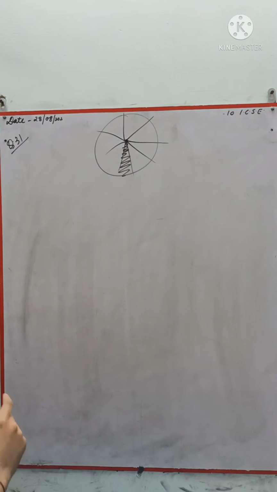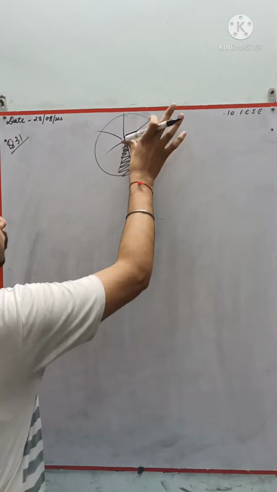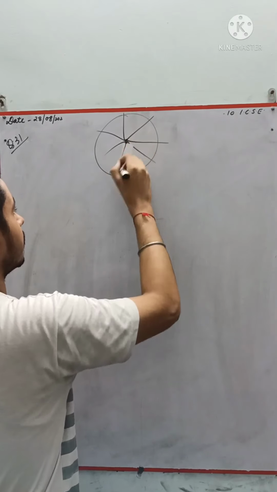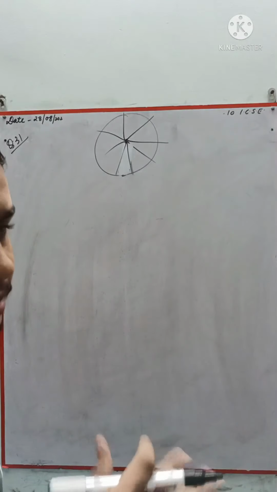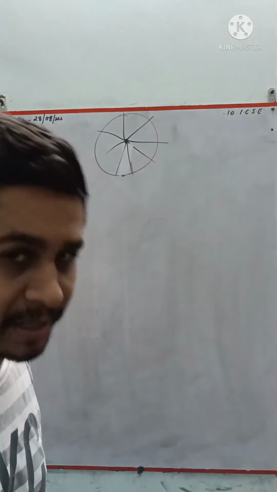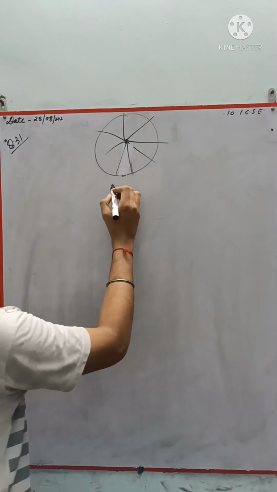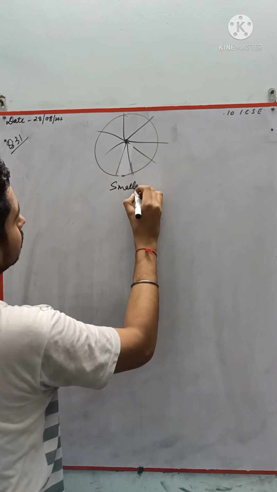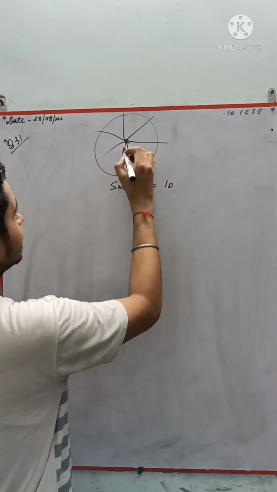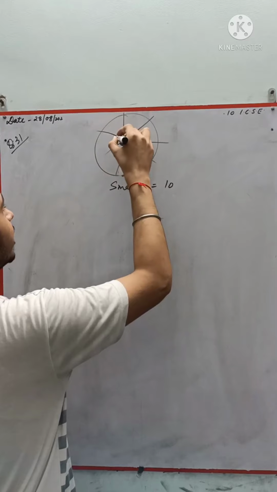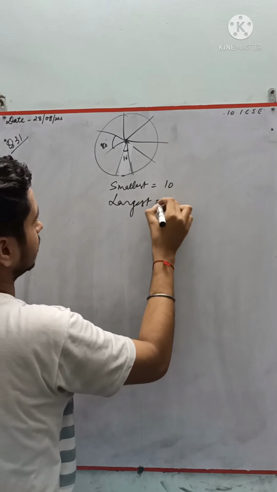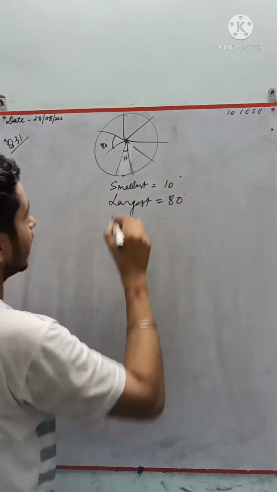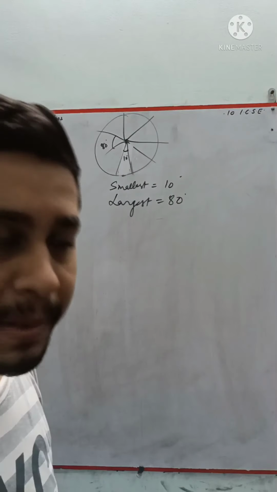Now they are asking that this circle is divided into some n sectors that we don't know, which we have to find, and the very smallest angle is 10 degree. Say for example, if this is 10 degree and the largest angle, they have given, is equal to 80 degree, and these angles are in AP.